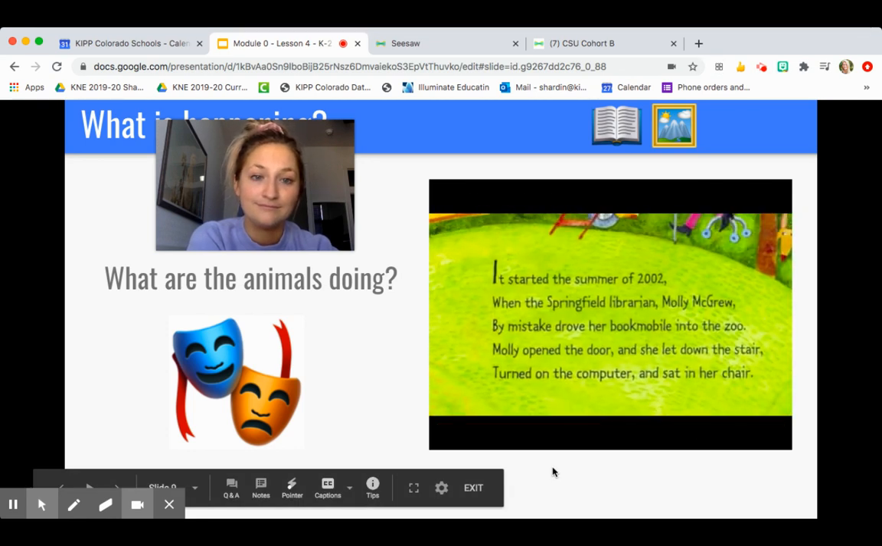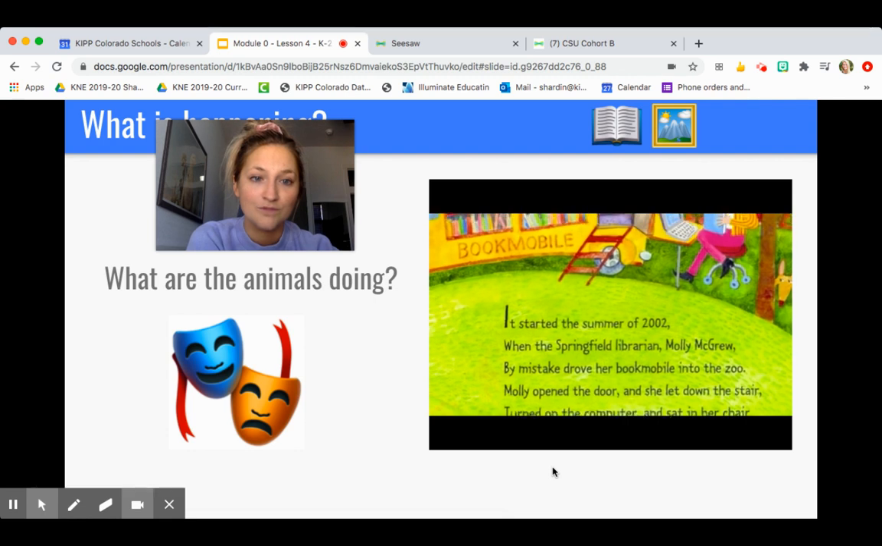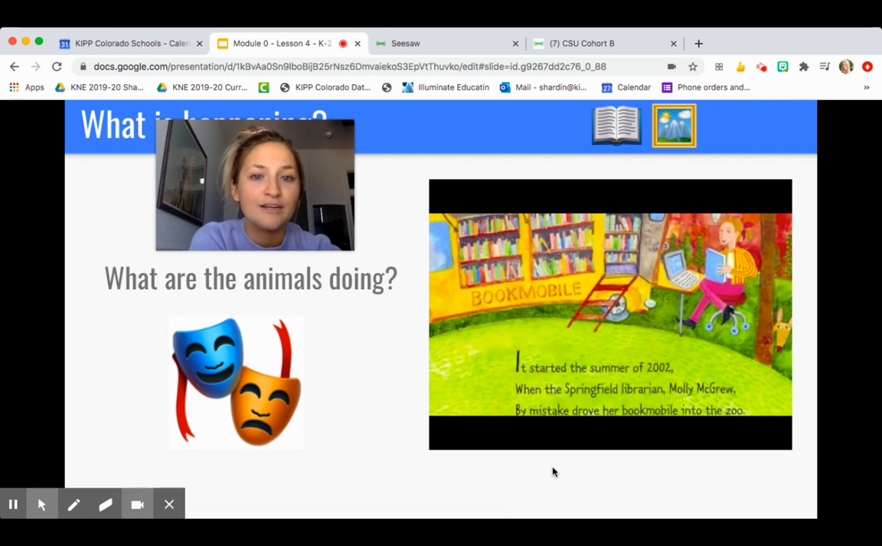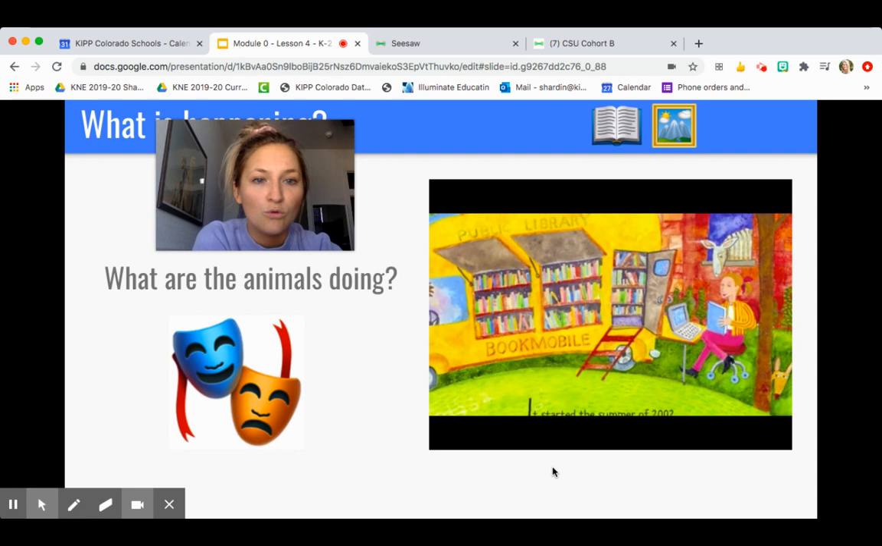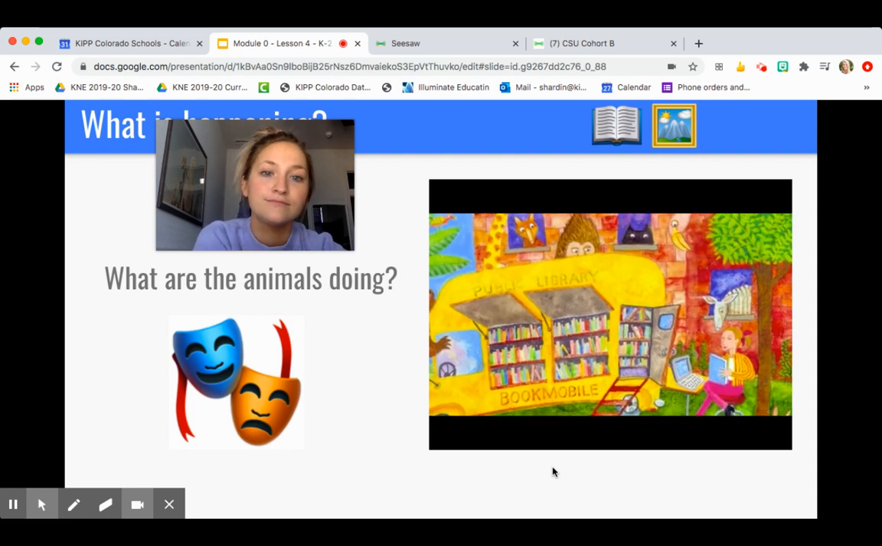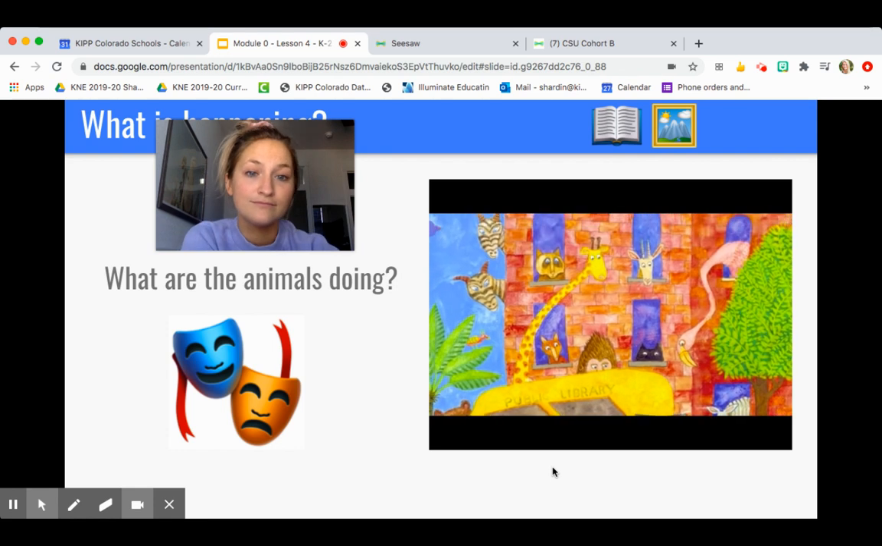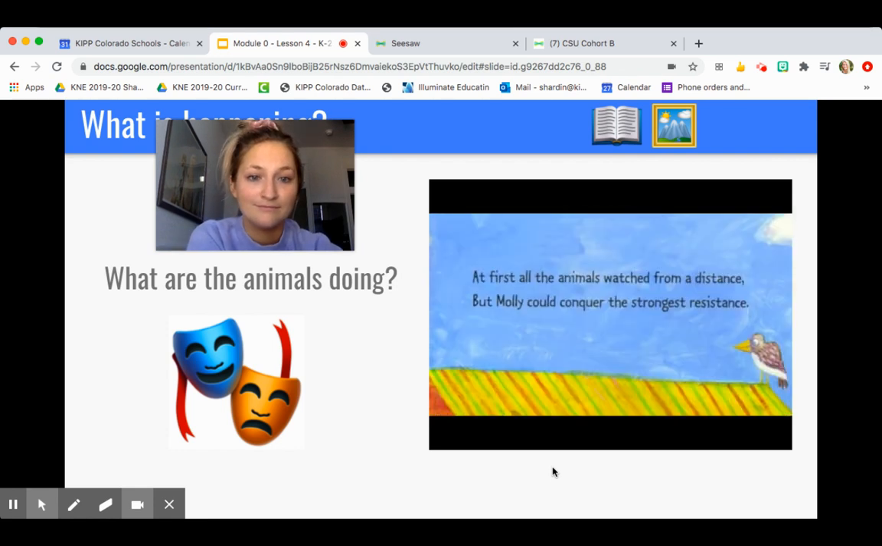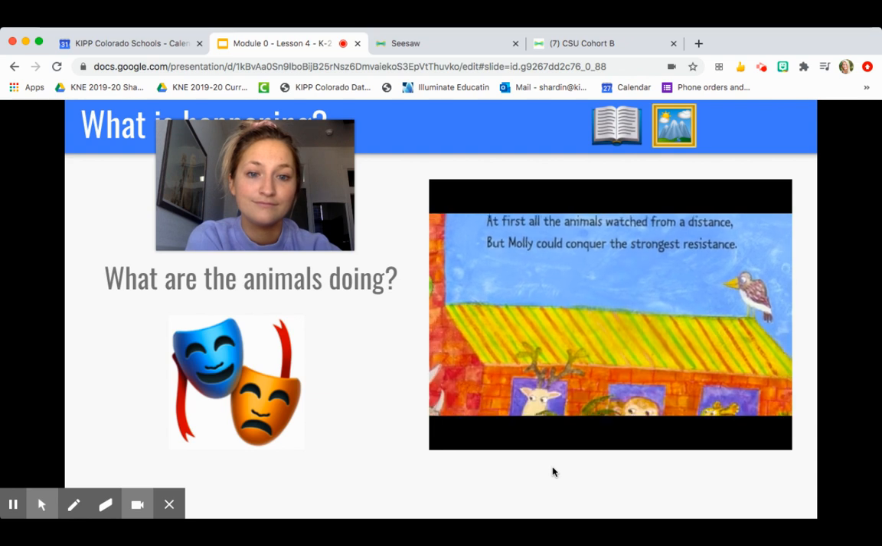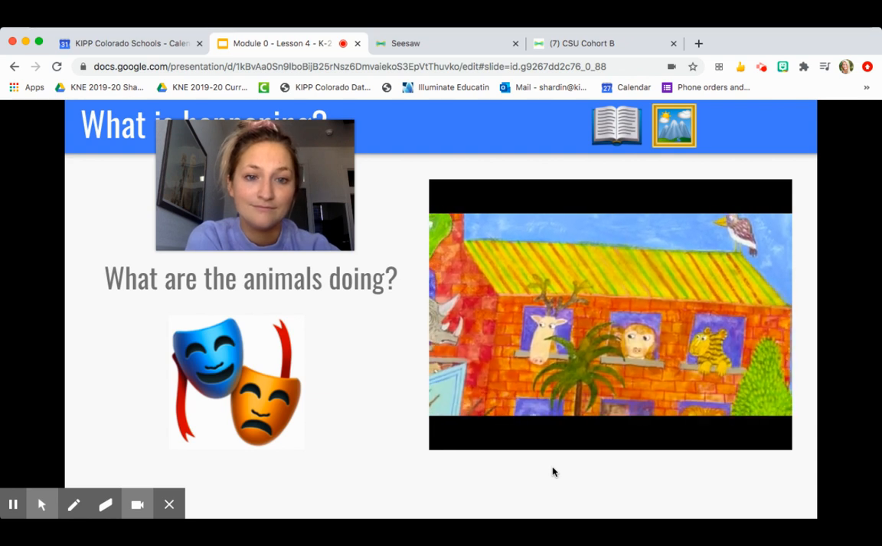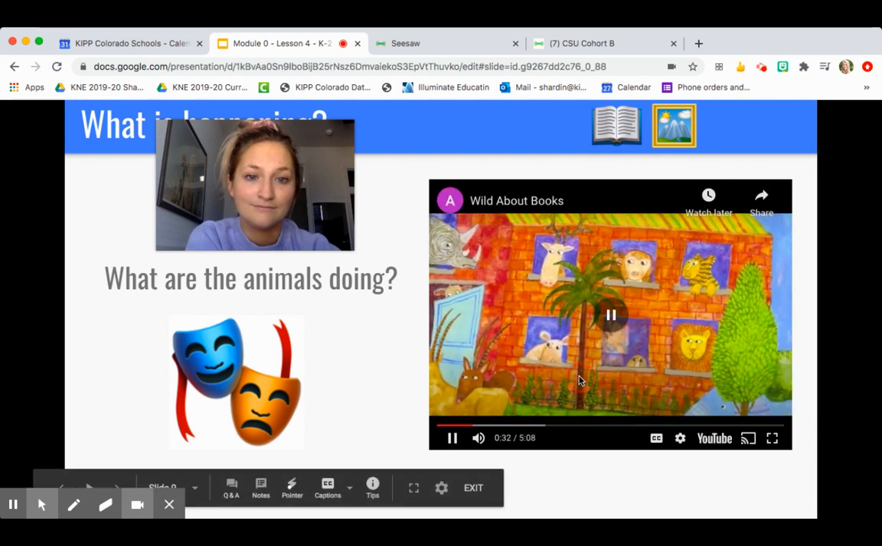It started the summer of 2002 when the Springfield librarian Molly McGrew by mistake drove her bookmobile into the zoo. Molly opened the door and she let down the stair, turned on the computer, and sat in her chair. At first, all the animals watched from a distance, but Molly could conquer the strongest resistance.